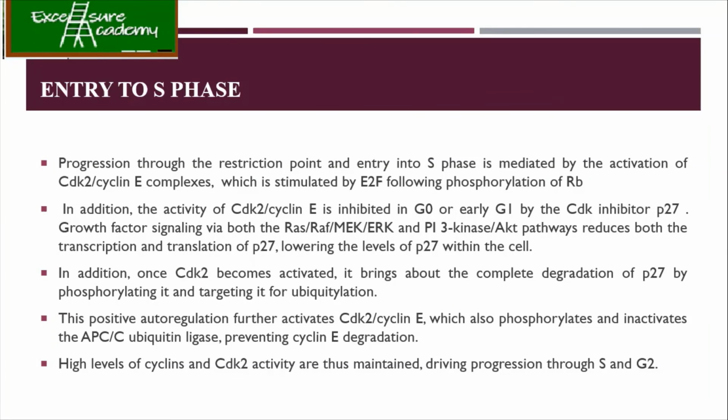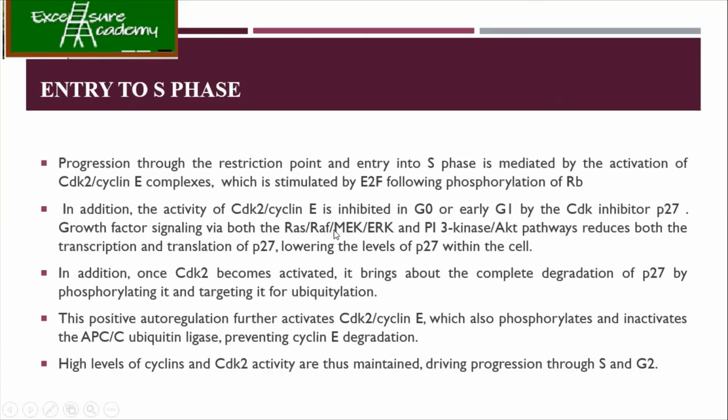Okay. So in addition, the activity of CDK2 cyclin E is inhibited in G0 or early G1 by the CDK inhibitor P27. Clear? CDK2 cyclin E आपका inactive है at the start. That time your CDK4 and 6 is active. Now who is making them inactive? Your CDK inhibitor P27. अब तक हमने कितने inhibitor पढ़ लिए? 3. KIP, CIP and KIP family, INK4 family, and P27.